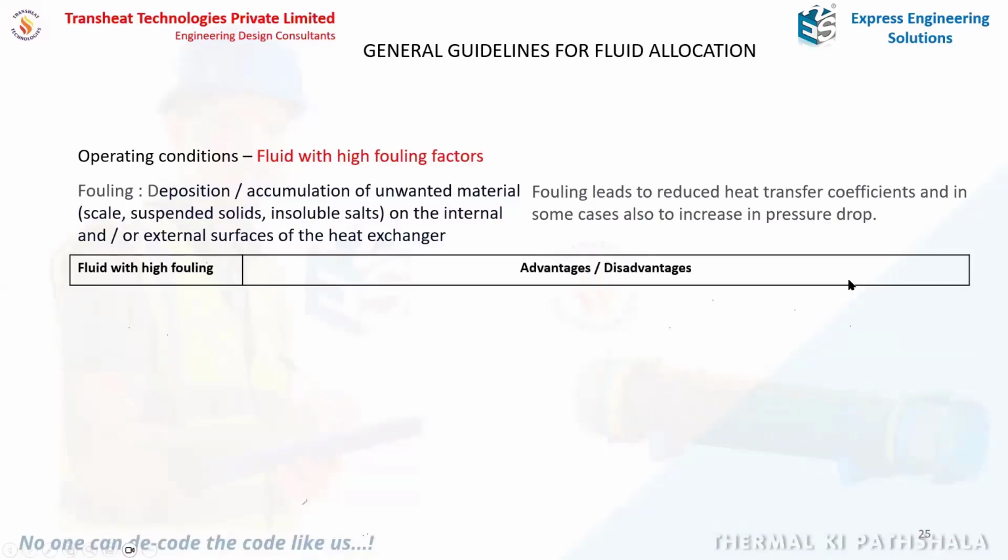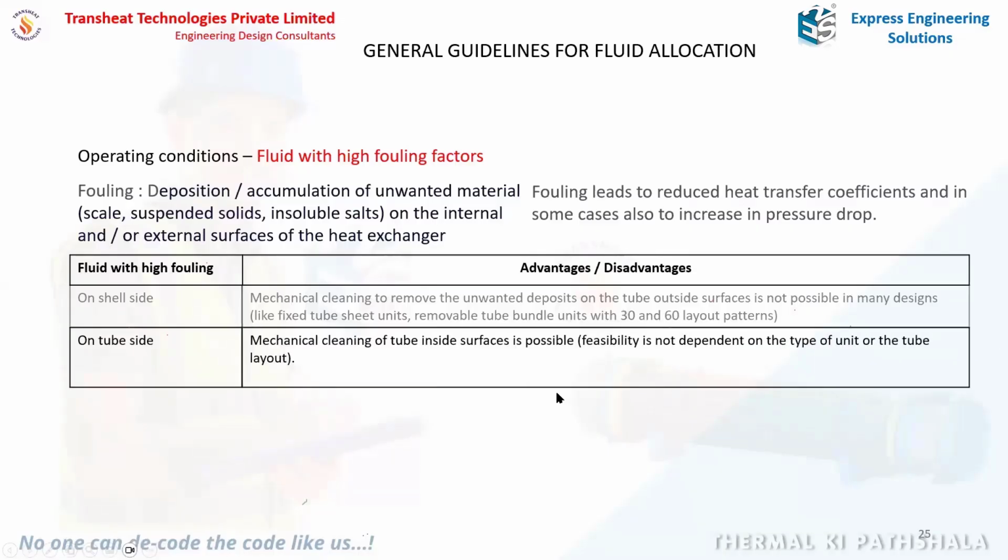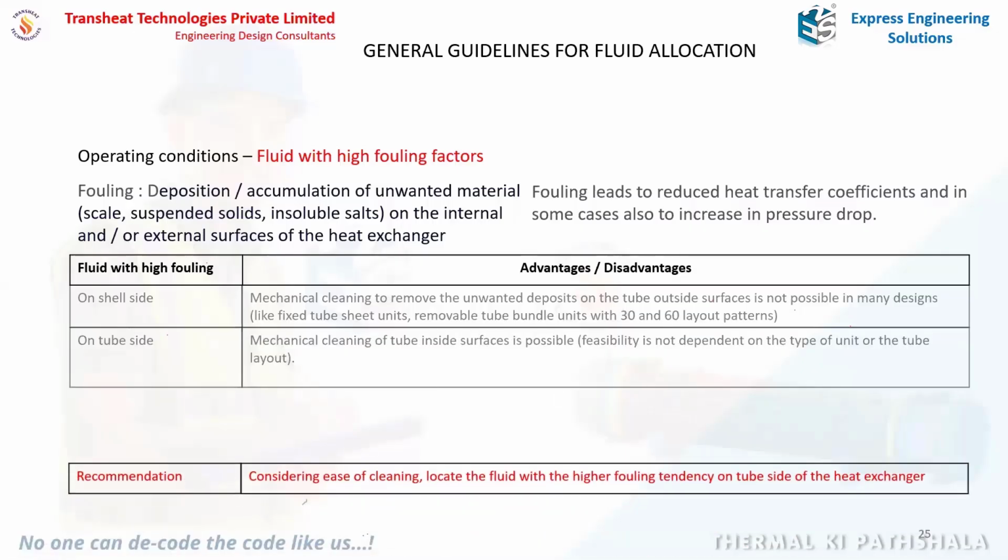So what do we do? Where do we allocate the fluid with the high fouling factors? If it's on the shell side, cleaning is difficult in many cases. Mechanical cleaning is hard, and you would only be able to do chemical cleaning to remove the fouling layer. If it's on the tube side, it's easier to do mechanical cleaning. So the recommendation would be to place the fluid with the high fouling on the tube side of the unit.